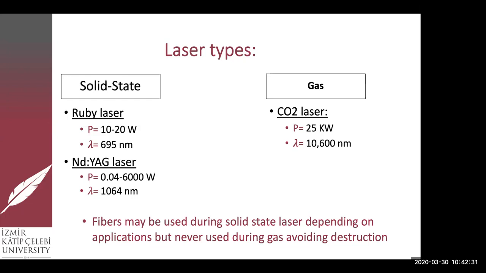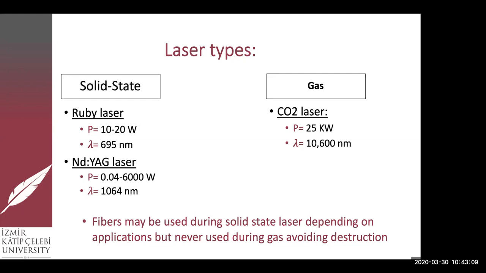We could use two different laser types: the solid state lasers and the gas lasers. For the solid state lasers, we could use the ruby laser, which is known to be approximately 695 nanometer, and the power could fluctuate between 10 and 20 watt. Another solid state laser is the Nd:YAG laser, which normally has 1064 nanometer, and the power could fluctuate between 0.04 and up to 6000 watt.